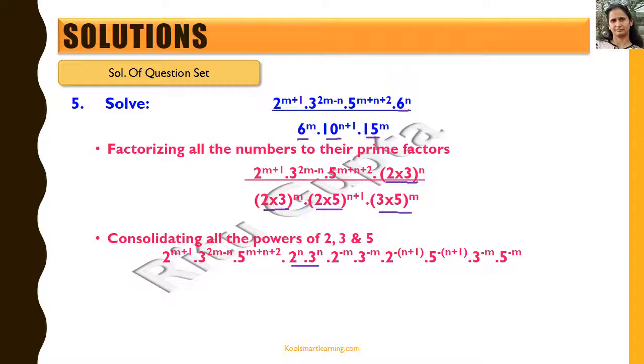So (2 into 3) raised to power m becomes 2 raised to power minus m into 3 raised to power minus m in the numerator. Similarly, (2 into 5) raised to power n plus 1 becomes 2 raised to power minus of n plus 1 and 5 raised to power minus of n plus 1. Similarly, (3 into 5) raised to power m becomes 3 raised to power minus m and 5 raised to power minus m when it is brought to the numerator.